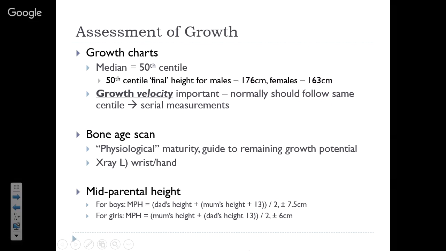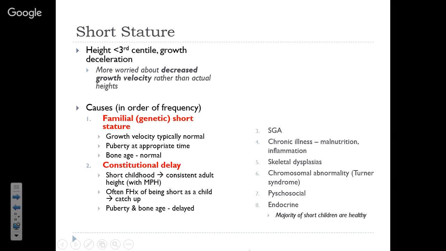A bone age scan is done by doing an X-ray of the left wrist and hand. Basically, that's an indicator of physiological maturity, and it's a guide to the remaining growth potential left in the child. And mid-parental height is an estimation of a kid's final height based on their parents' heights. So there's the calculations there. I don't think you need to remember them, so don't worry too much about those.